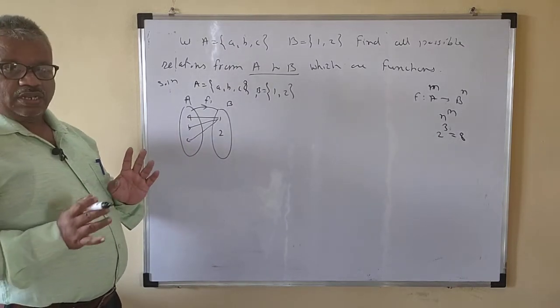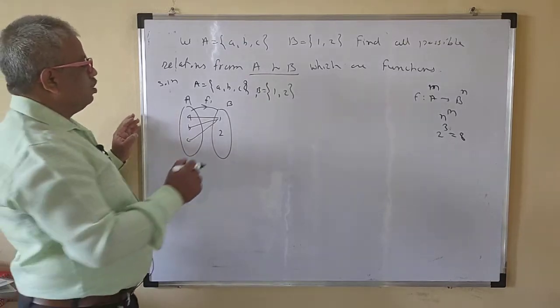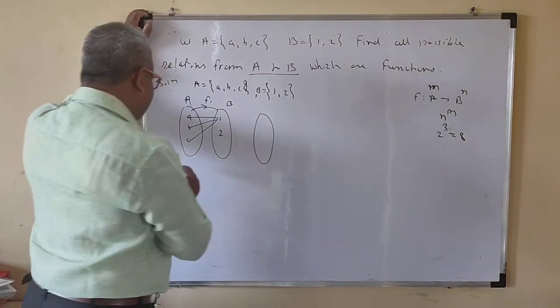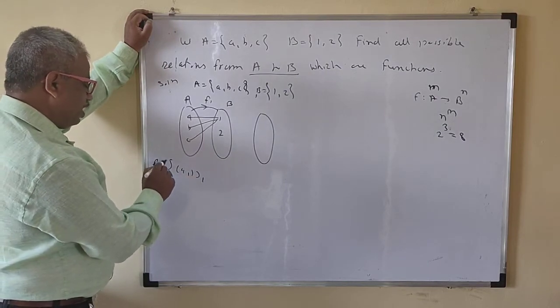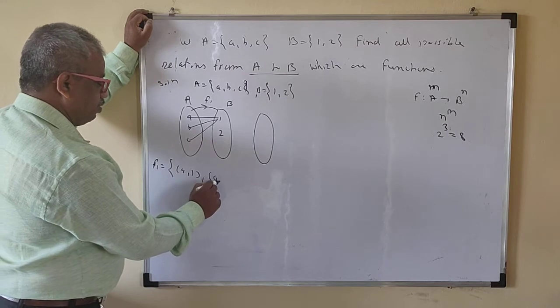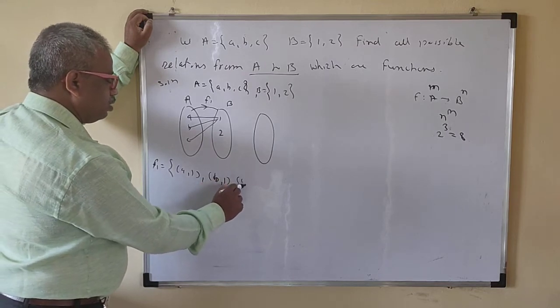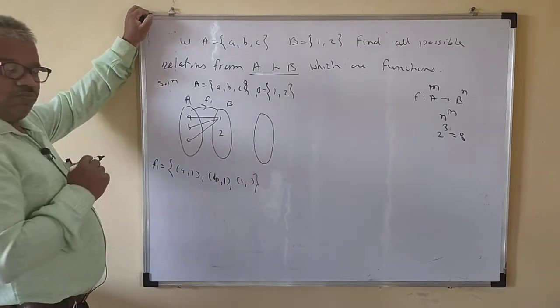But the image should be unique. So this is your first function. You may write this F1 as (A1, B1, C1). So this is your first function.